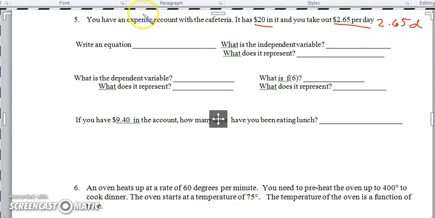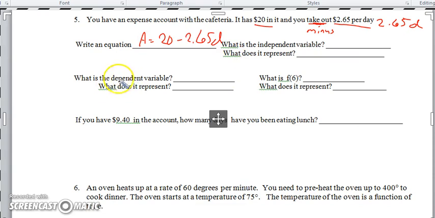Write an equation. Well, we know that this, let's say the account will equal $20. We're taking out, so this is minus, we're subtracting how much? $2.65 a day. There it is, okay, a day.